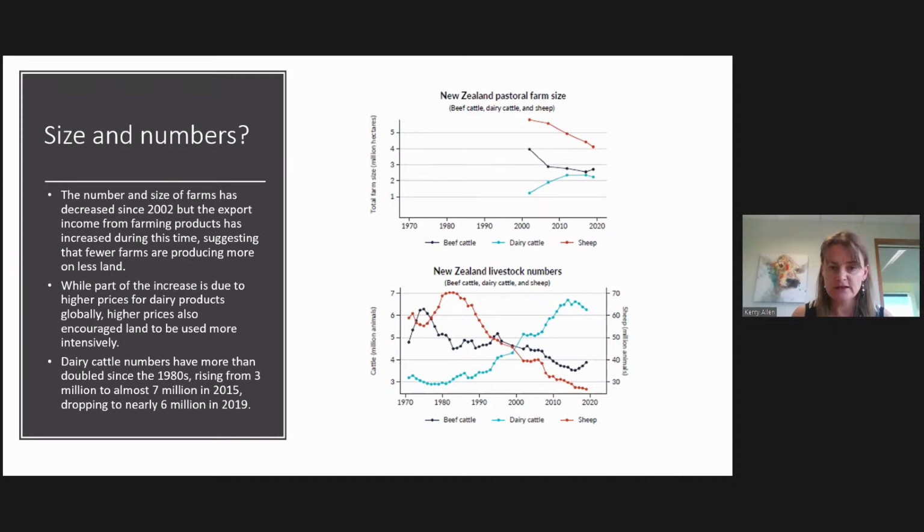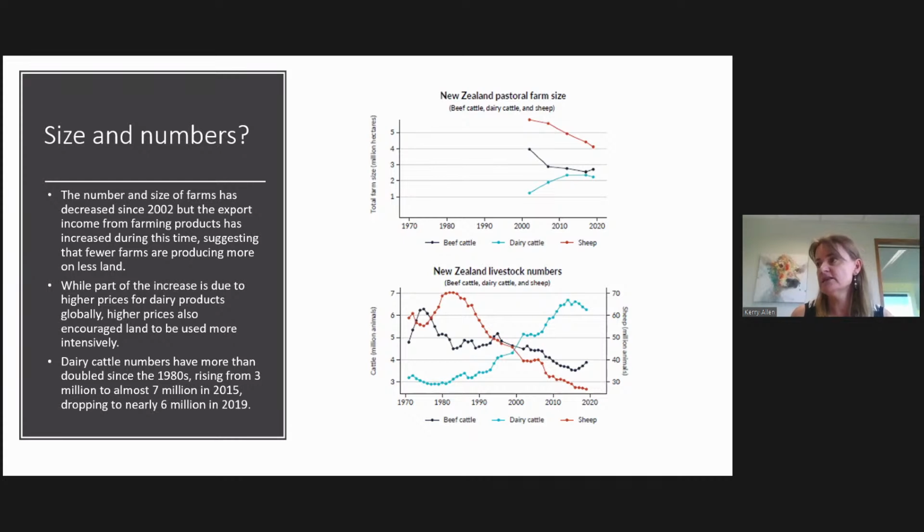So you can see that the dairy numbers have increased, and the blue line on the second graph shows you that it is definitely increased from the 80s right through to nearly the 2000s, and then we've been on a slow decline. So those numbers have reduced by nearly 1 million animals over the last year or so.